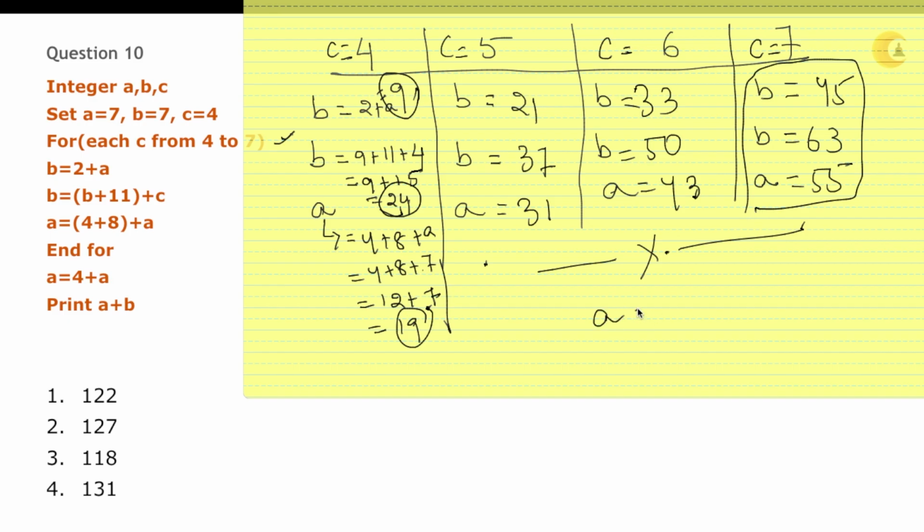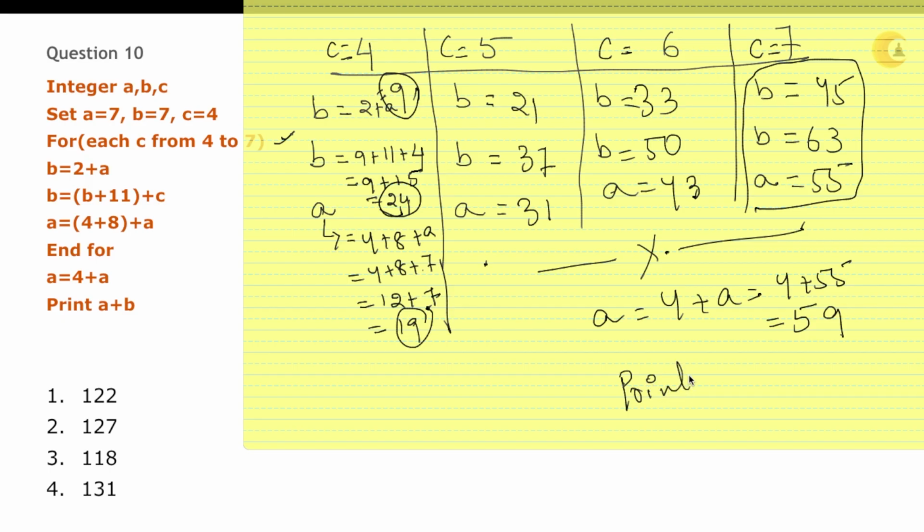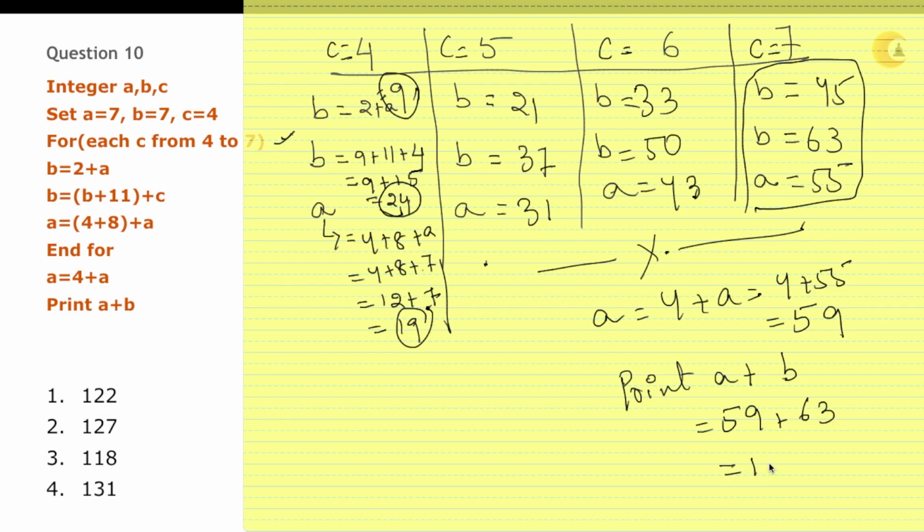So now it says A is equal to 4 plus A. What is the value of A? It is 55. So 4 plus 55, it will be 59. And then it says print A plus B, right? So now it will print how much? 59, that is the value of A, plus the value of B, that is 63. So it is 122. Your answer is in option number A.